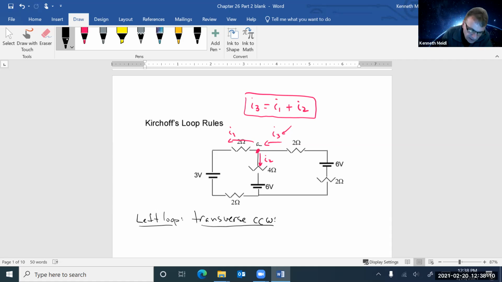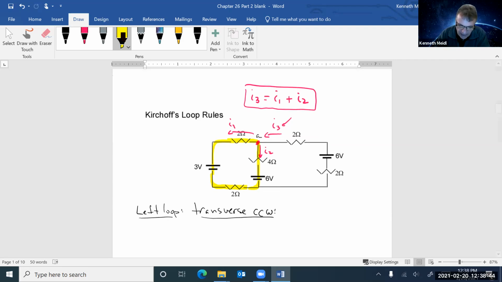And so that means I'm going to do the entire loop. Okay, so I'm going to start here at A. I'm going to go across that element, that 2 ohm resistor. And I'm going to come down here. I'm going to go across that 3-volt battery. I'm going to come and go across that resistor there. And I'm going to come up and go across that battery, and then go across that resistor and get back to A. Right? So you've got to do a closed loop. So you've got to start somewhere, get back to there, and you just choose a direction. And so I'm just going to go counterclockwise here.